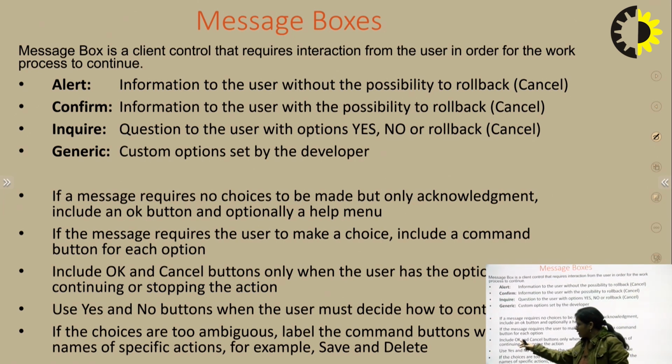Okay. And also include OK and cancel buttons only when the user has the option of continuing or stopping the action. So for that purpose, OK and cancel buttons are included in our message box. And also use yes or no buttons when the user must decide how to continue. Okay. So these are also the buttons available, which basically depend on the requirement of the user or the requirement of our program. Okay. If the choices are too ambiguous, meaning ambiguity is there, then label the command button with the name of a specific action, for example, save and delete. So these are also options available for a button.